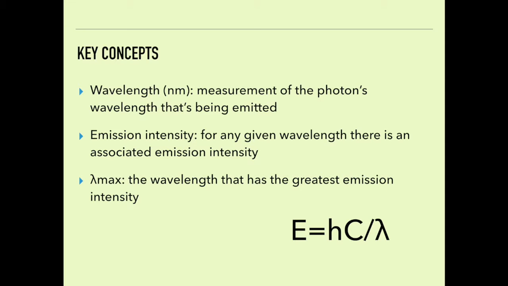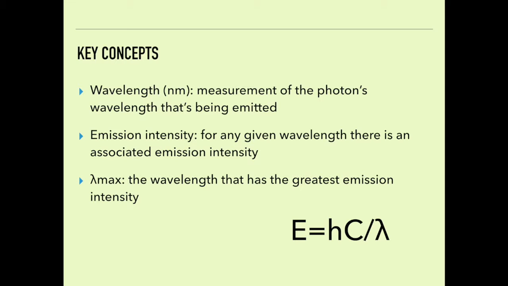Some key concepts we must know for this lab are wavelength, emission intensity, and lambda max. Wavelength, measured in nanometers, is a measurement of the photon's wavelength being emitted. Emission intensity is the associated emission intensity for any given wavelength. This is displayed on the emission spectroscopy on the y-axis. It is proportional to the number of photons of any certain wavelength being emitted.